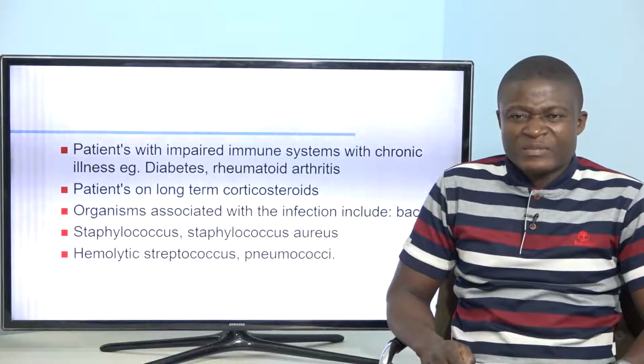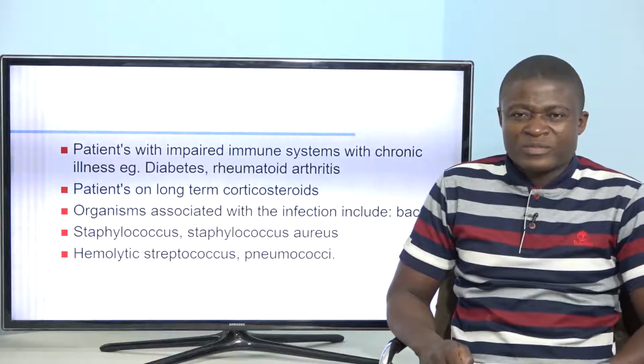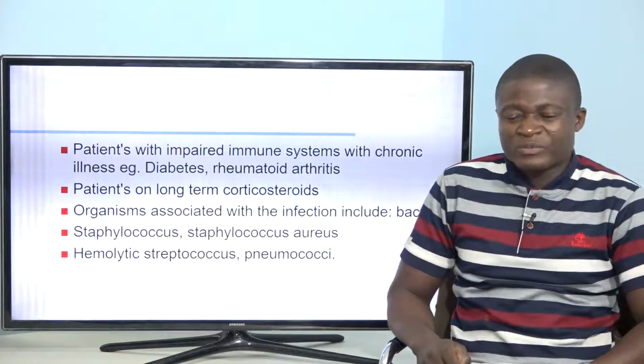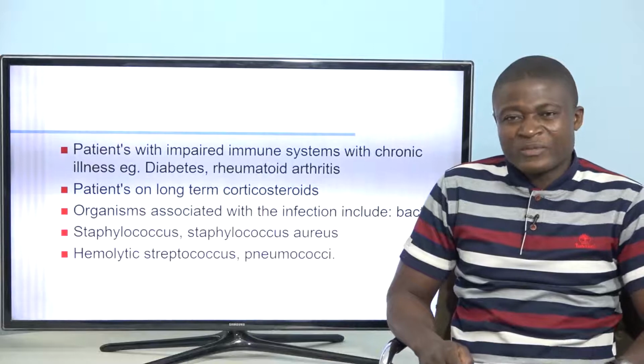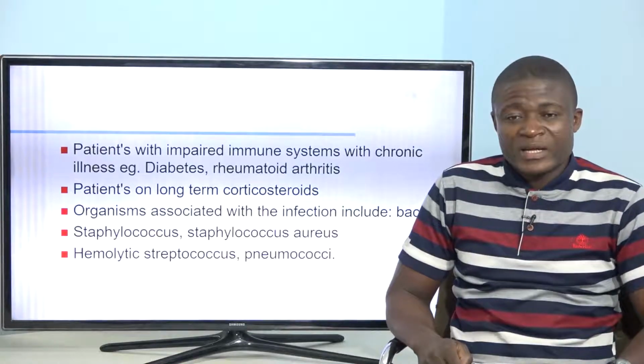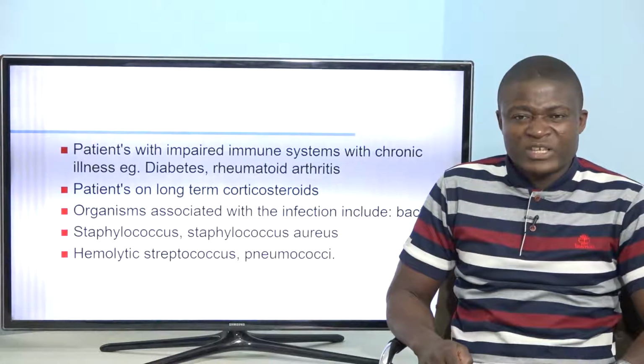Patients with impaired immune systems with chronic illness, for example diabetes, rheumatoid arthritis. So patients on long-term steroids, as you are on steroids for a long time, your immunity gets compromised, and this could lead you to developing infections.